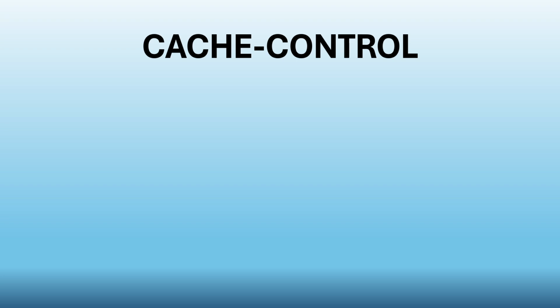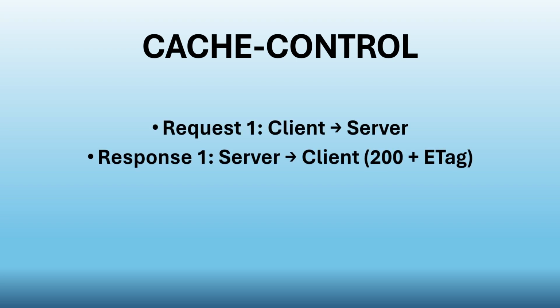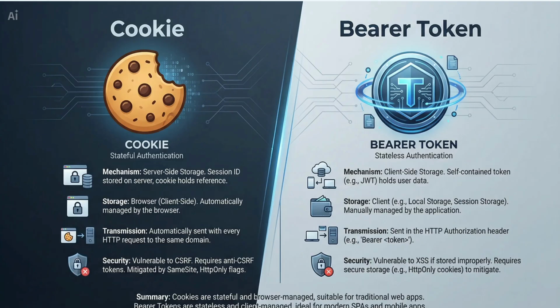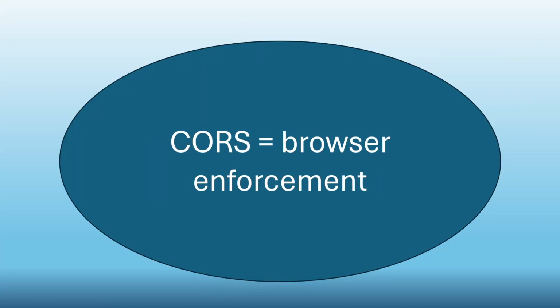Cache is an HTTP superpower. First request, the server returns 200 plus an ETag, like a fingerprint. Second request, the client sends If-None-Match with that ETag. If unchanged, the server replies 304 Not Modified, with no body. HTTP is stateless, but apps need identity, so we attach identity in headers, cookies, or bearer tokens. This is a little comparison between these two. I encourage you to press pause and read it. Now CORS. It's a browser rule, not the server refusing you. The browser may send an OPTIONS preflight request first.